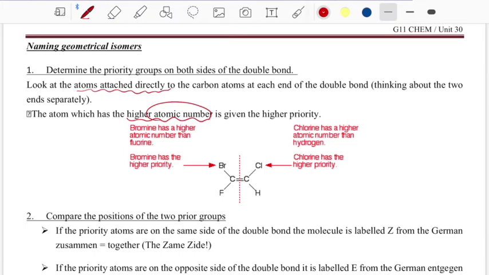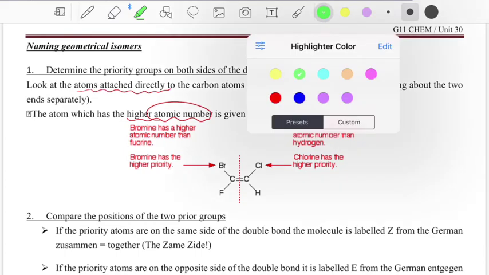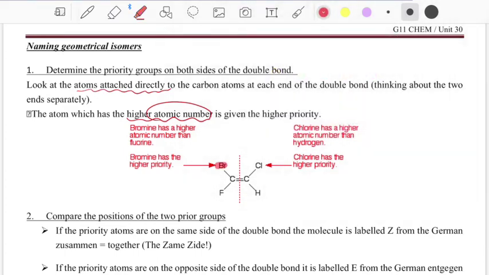Here we have an example. On the left-hand side of the double bond, we have bromine and fluorine attached to the carbon. Bromine has atomic number 35, and fluorine has atomic number 9. So bromine should have the higher priority in this case. We can highlight it using red.